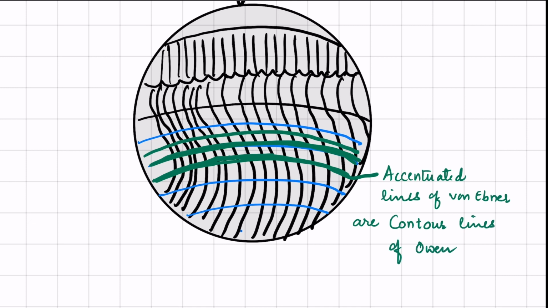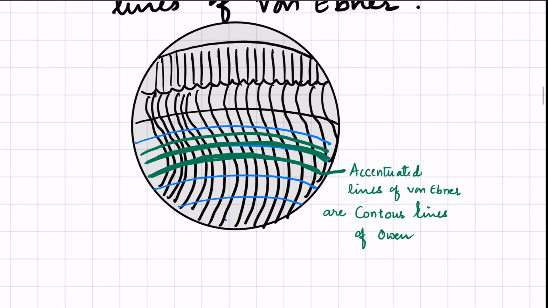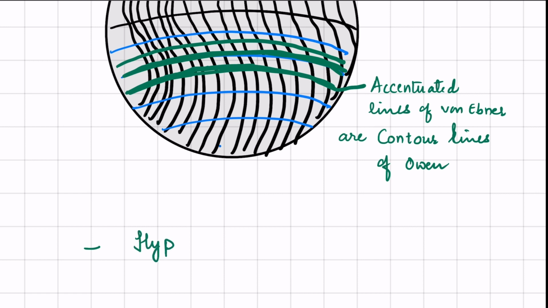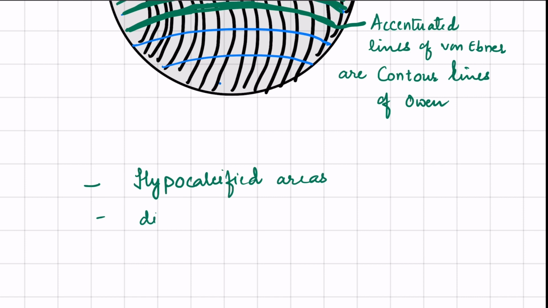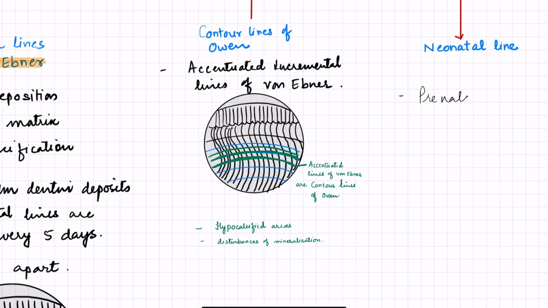How are these contour lines of Owen formed? We'll see that these contour lines of Owen are the hypocalcified areas of the dentine. That is why they are more darker areas. So these represent nothing but the disturbances of the mineralization in dentine. So these disturbances in the rhythmic deposition of dentine formed as the incremental lines. These are the accentuated incremental lines of von Ebner, that is the contour lines of Owen.